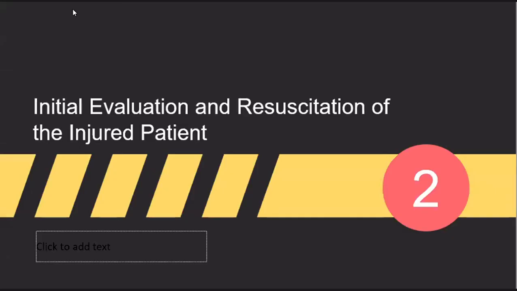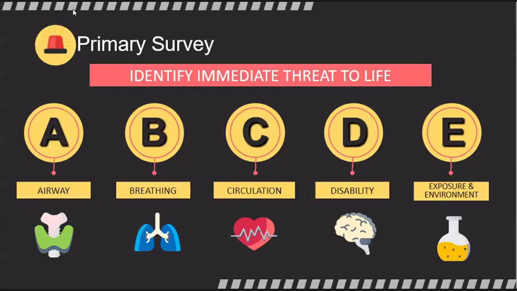So first off, we have your initial evaluation and resuscitation of the injured patient. So yung primary survey, we have your ABCDEs. So we have your airway, breathing, circulation, disability, and exposure environment. So ito yung parang steps to follow when you're assessing a trauma patient when you encounter one at the emergency room.